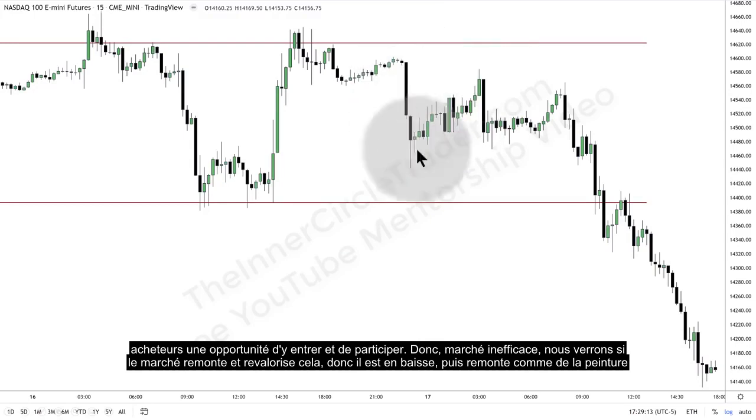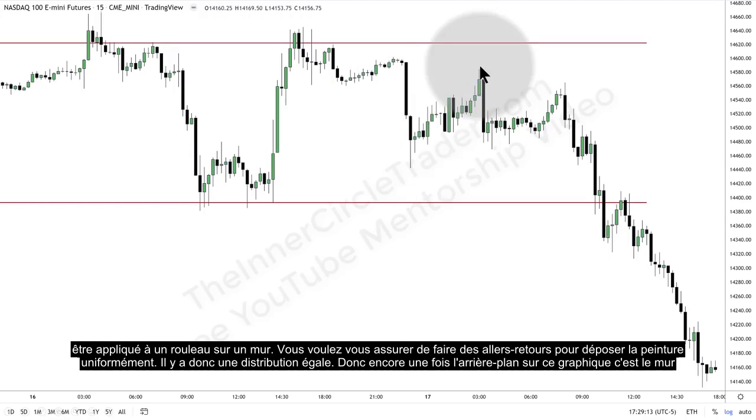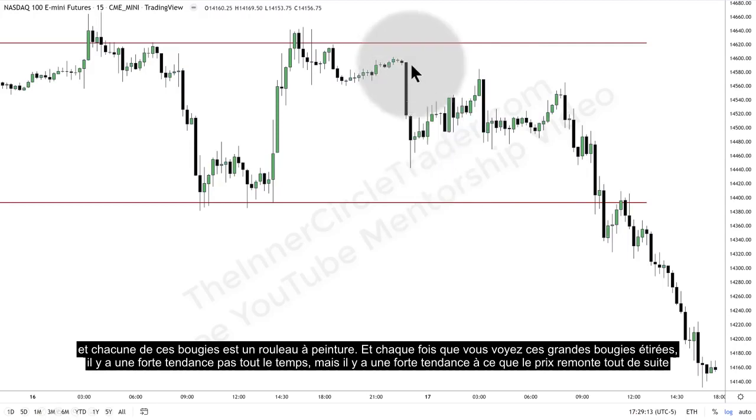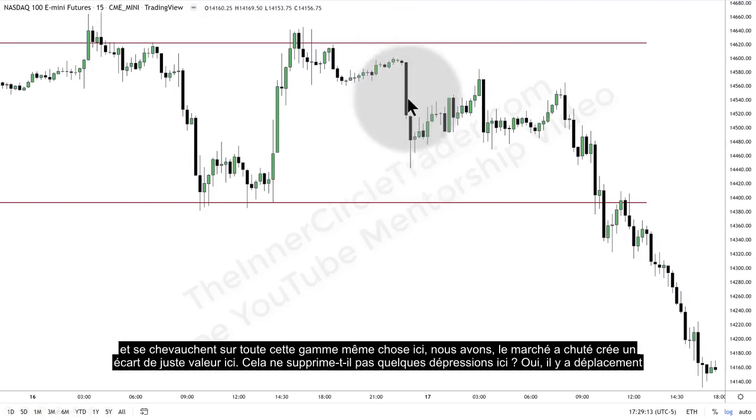So it's down and then right back up, like paint being applied to a roller on a wall. You want to make sure you go back and forth to deposit the paint evenly. So there's an even distribution. So again, the background of this chart, that's the wall. And every one of these candles is a paint roller. And whenever you see these big, long, drawn-out candles, there's a strong tendency, not all the time, but there's a strong tendency for the price to go right back up and overlap over that entire range.